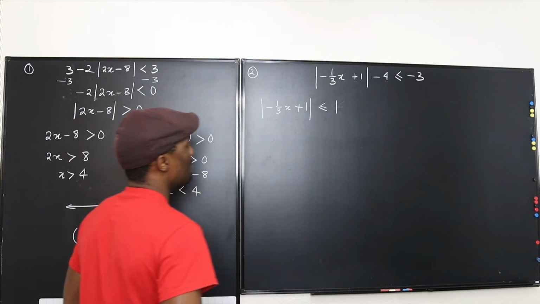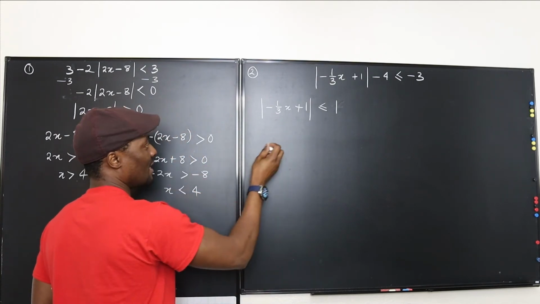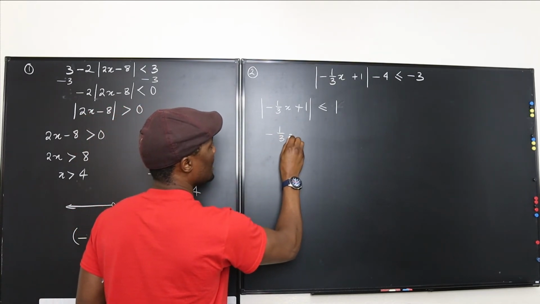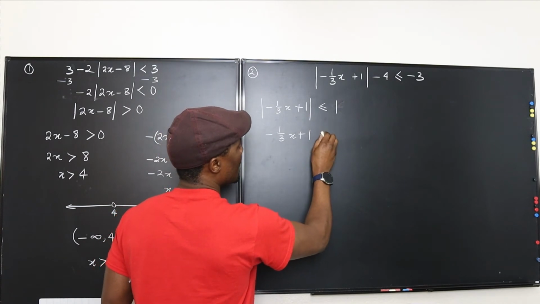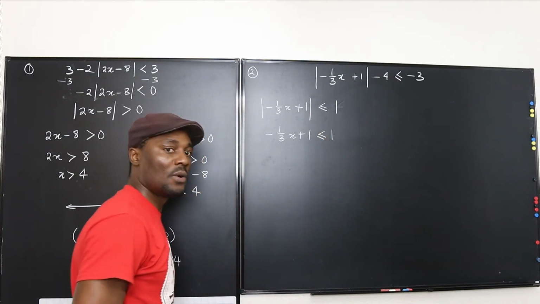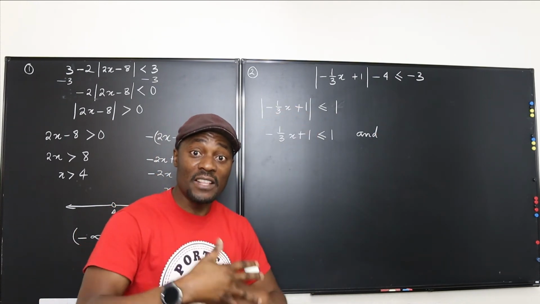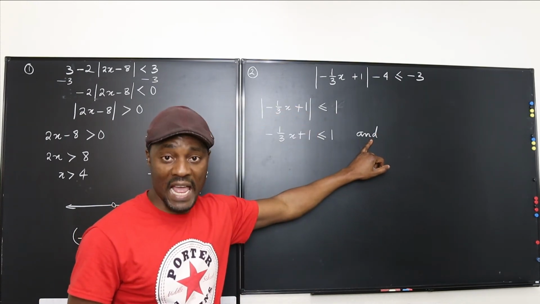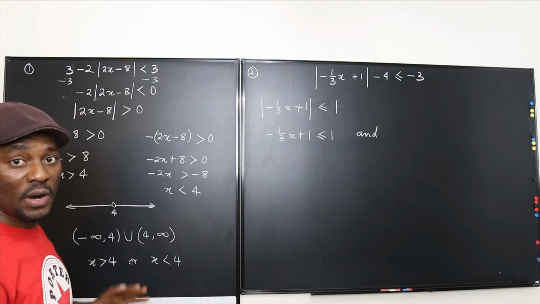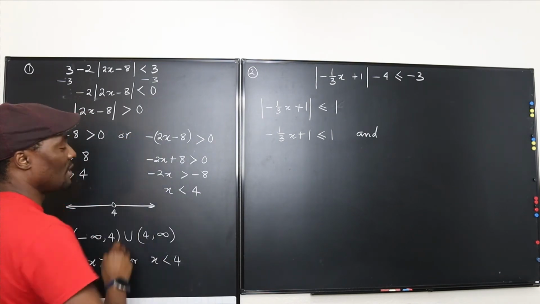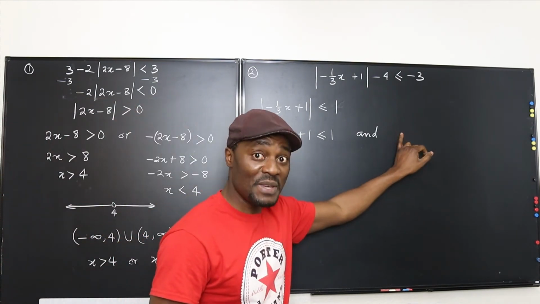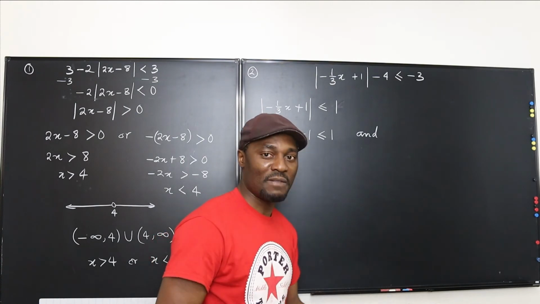So now I'm going to write this just as I did here. It's going to be negative 1 over 3x plus 1 is less than or equal to 1. And because I know I'm going to get an intersection, that's why I'm using the expression and. In the other case, it is or. It's an alternative. That's what you use.